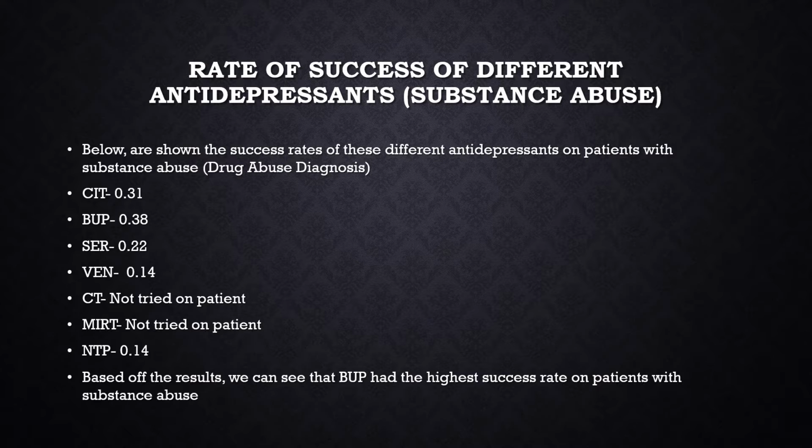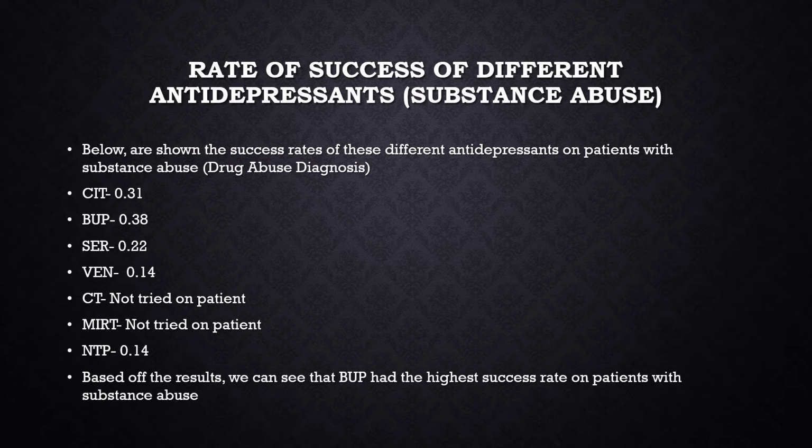Shown below are the success rates of the different antidepressants on patients with substance abuse. Based off the results, we can see that BUP had the highest success rate on patients with substance abuse. BUP had a success rate of 0.38.